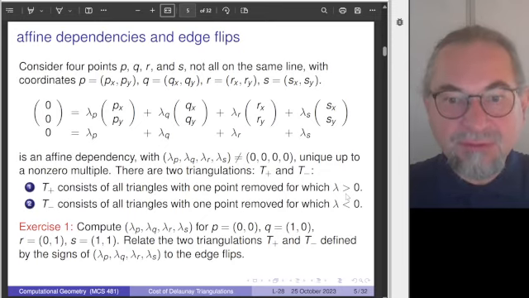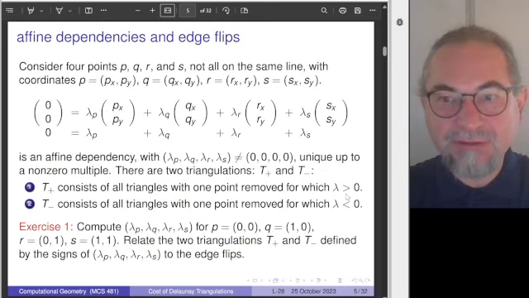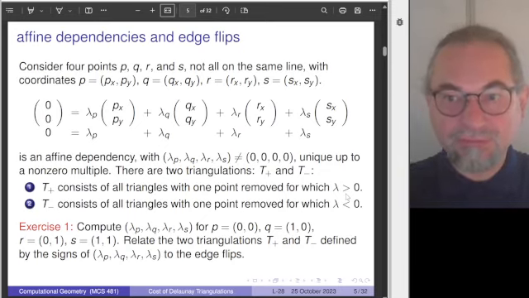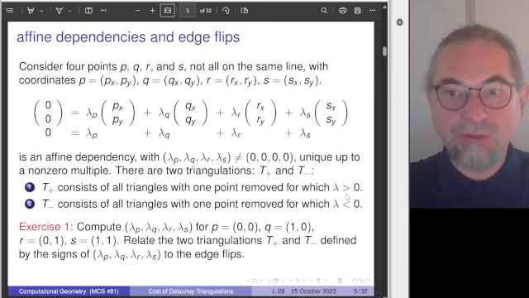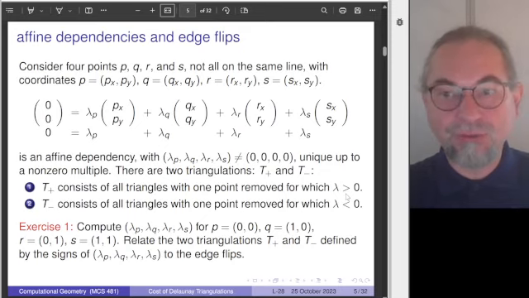One triangulation T plus consists of all the triangles that you get as follows: you have the set of the points with the plus coefficients and the points with the negative coefficients. You consider all the points and you remove once a plus coefficient, once another plus coefficient. That gives you the T plus. With the T minus, you do the opposite.